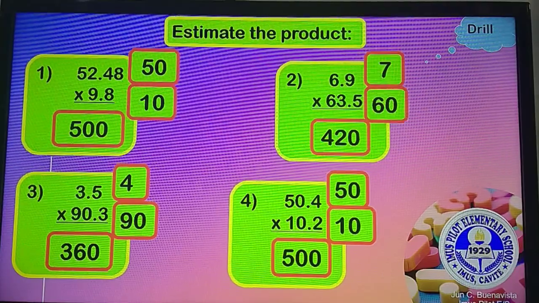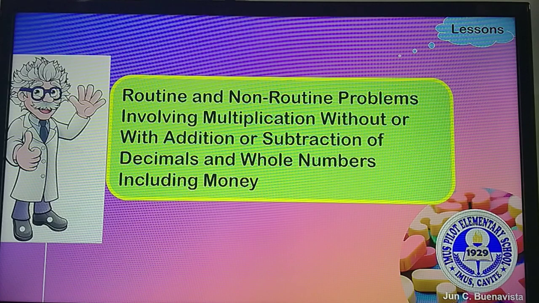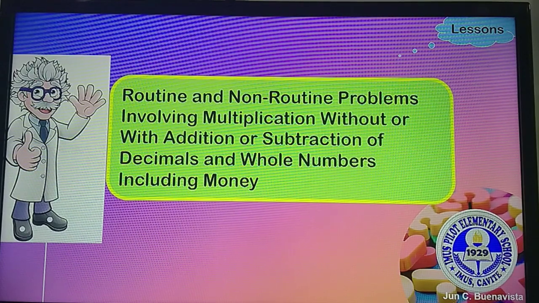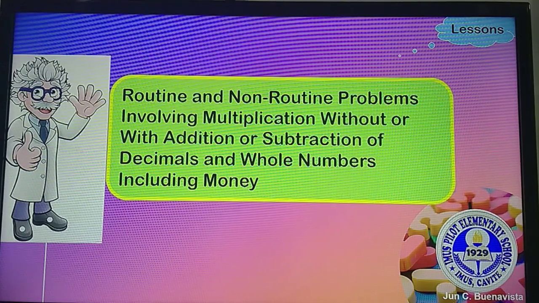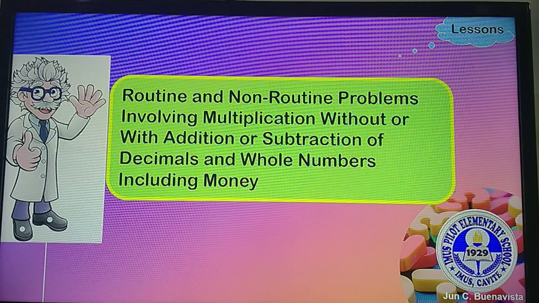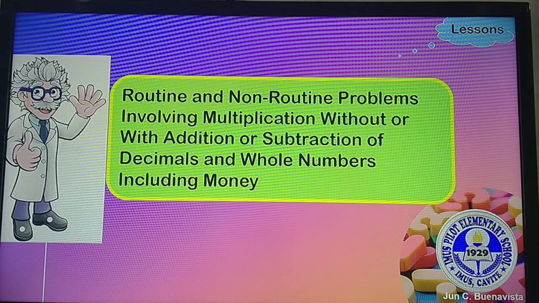So this morning, we are going to study about routine and non-routine problems involving multiplication without or with addition or subtraction of decimal numbers and whole numbers including money. When we say routine problem, that is a common problem. The operations that we are going to use is only one. While when we say non-routine problem, that is not common. It is not always used. And the non-routine problem involves more than 2 operations to be used.